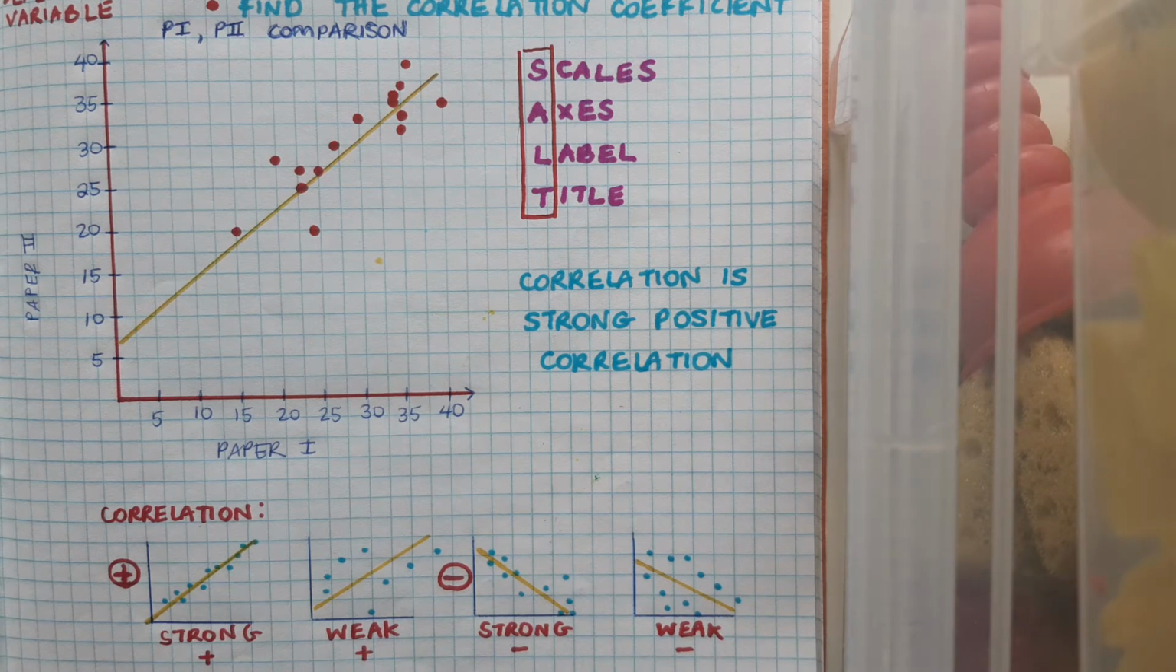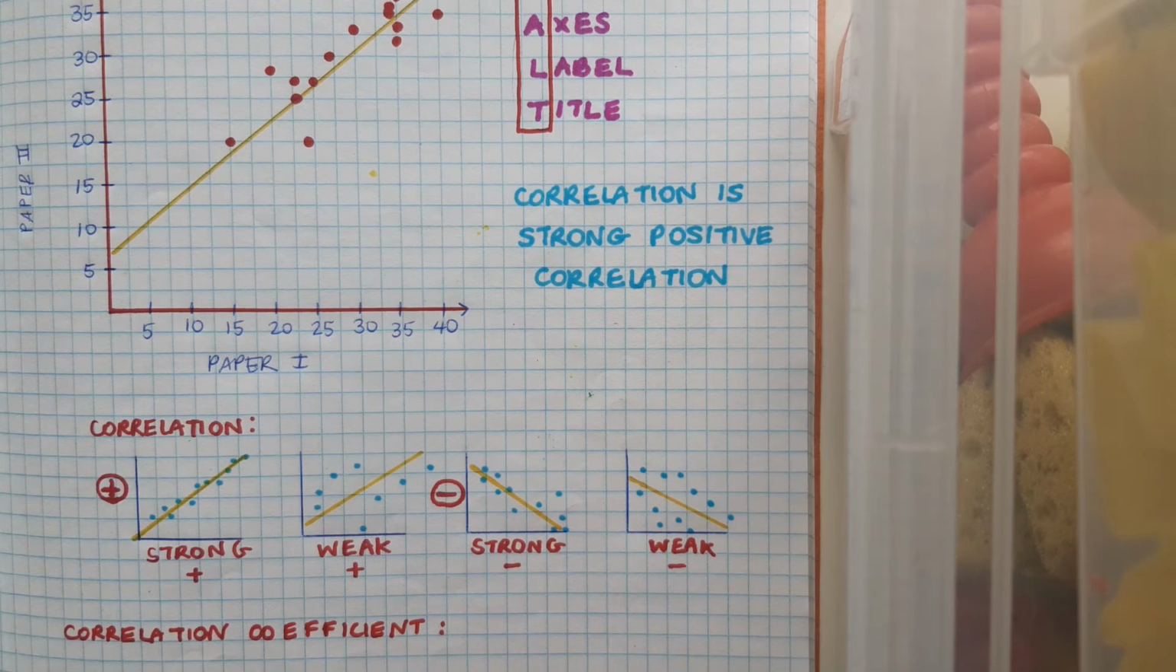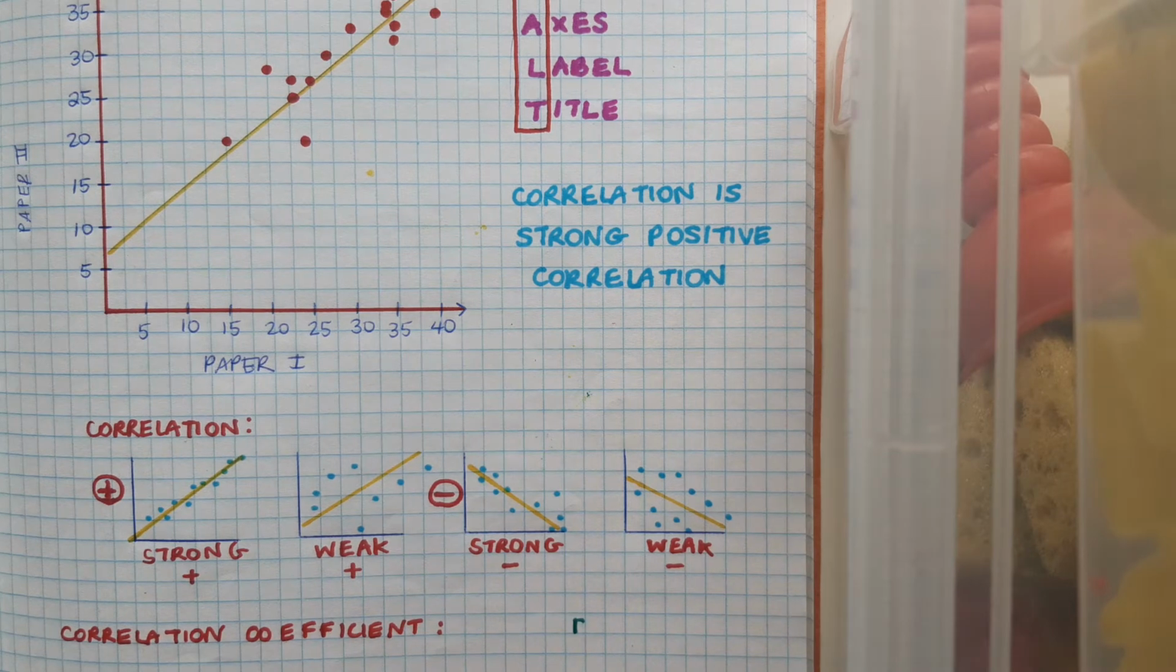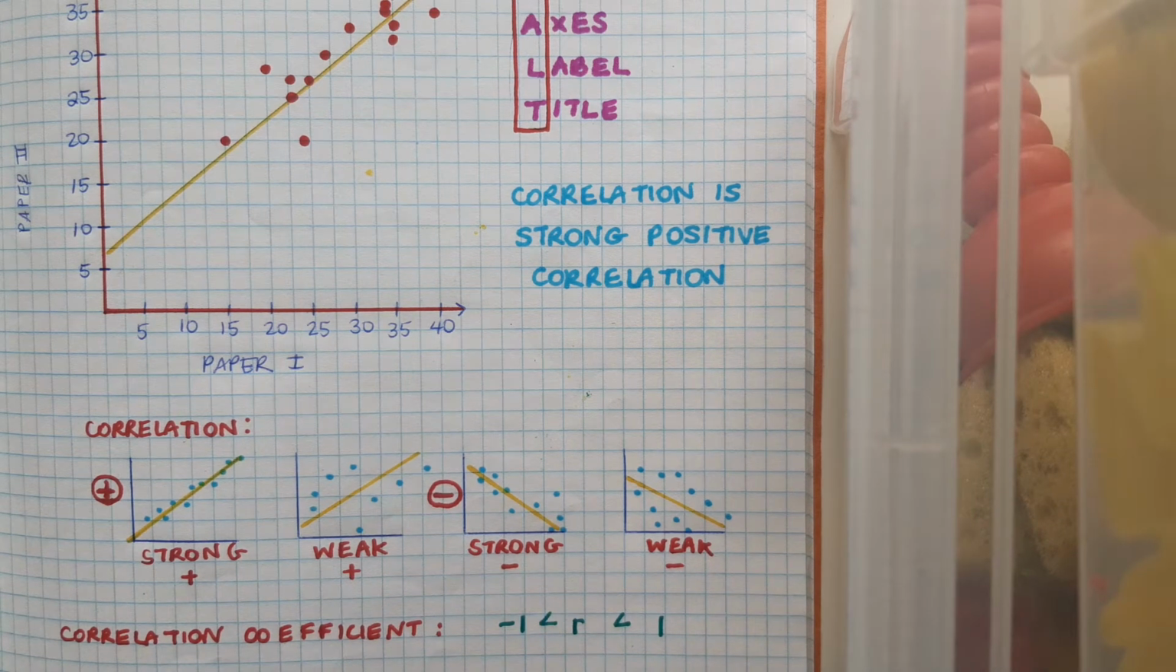Next, we're going to look at how to calculate the correlation coefficient. Correlation coefficient relates to how strong or weak our correlation is, and also whether it's positive or negative. The correlation coefficient is called R, and R has a range of possible values from -1 up as far as 1. So R can only ever be between these values.